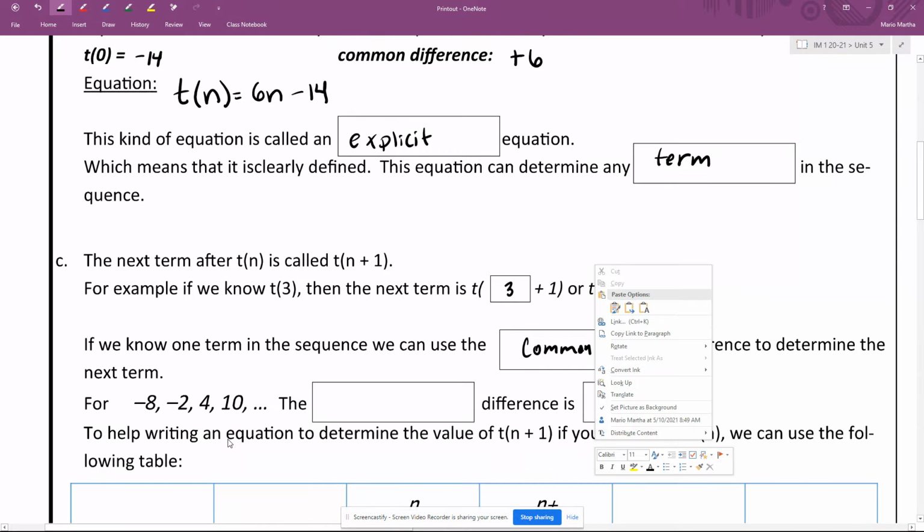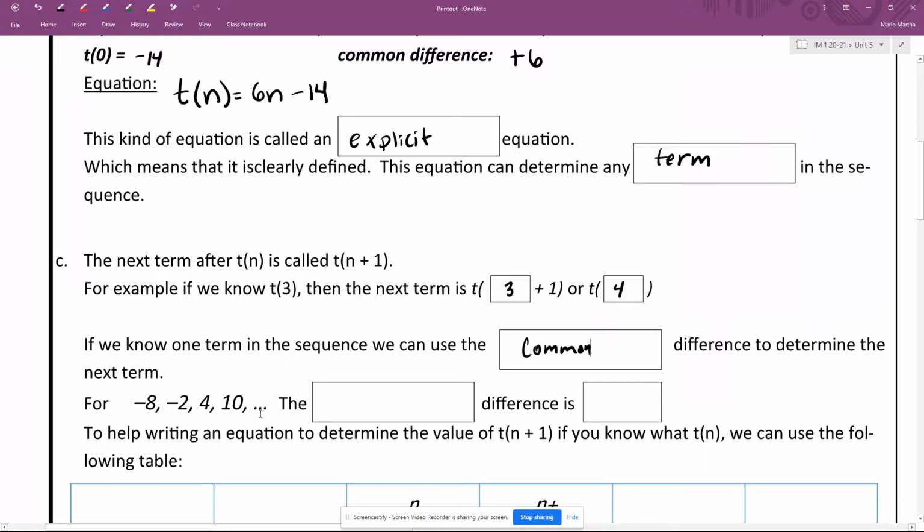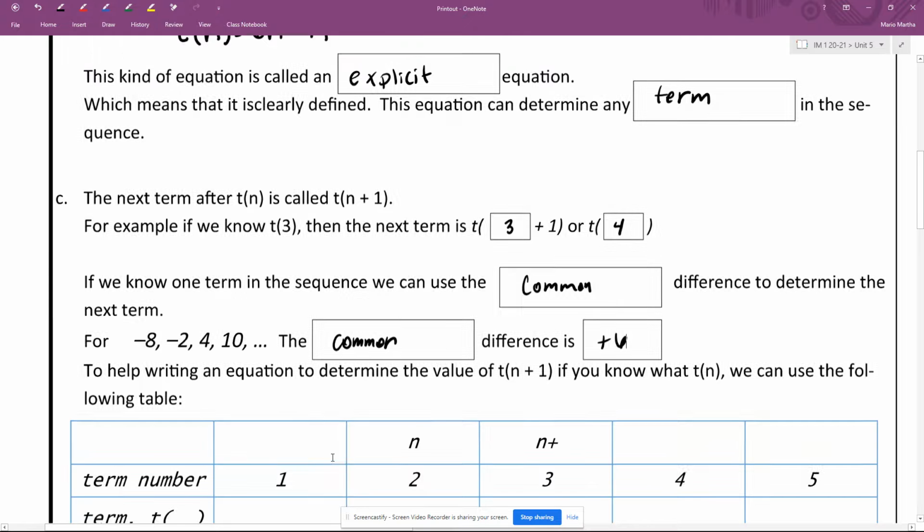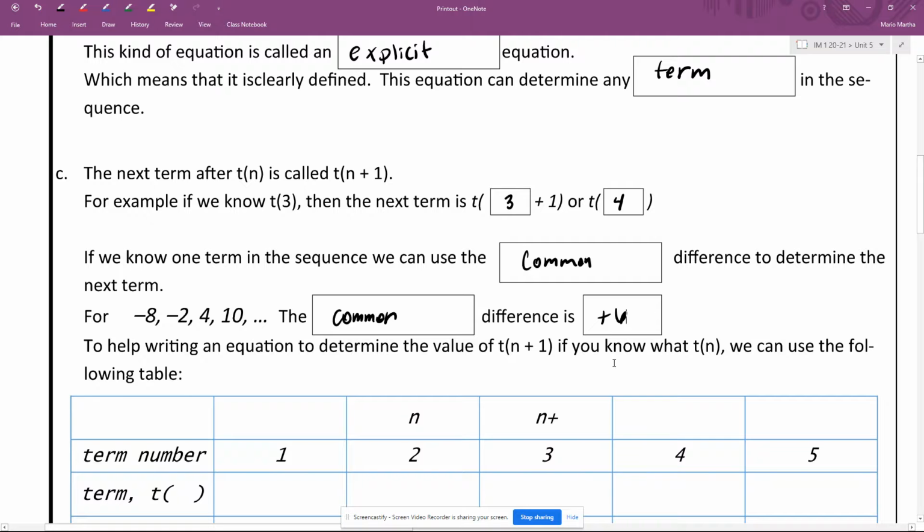If we know one term in the sequence, we can use the common difference to determine the next term. So for -8, -2, 4, 10, the common difference is +6. To help write an equation to determine the value of T of n plus 1, if you know what T of n is, we can use the following table.